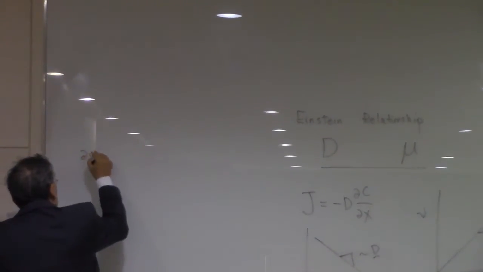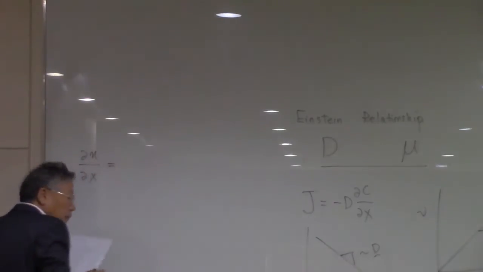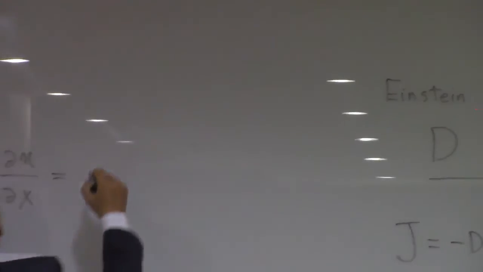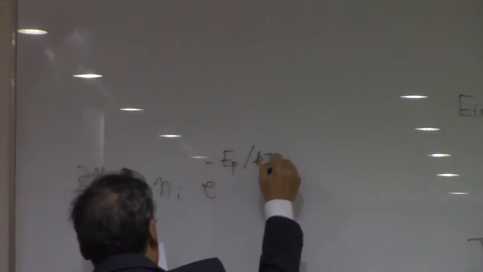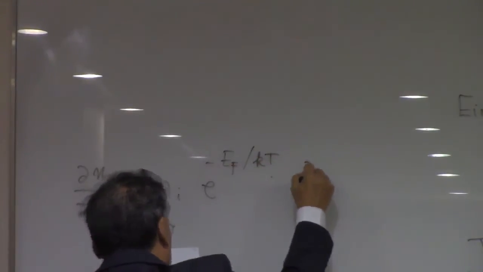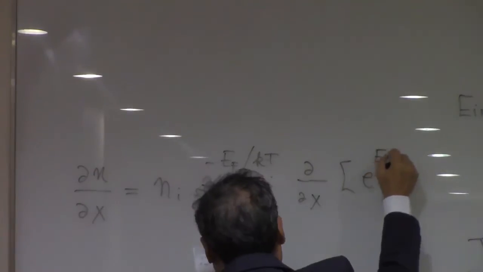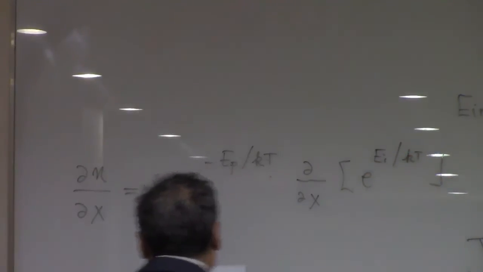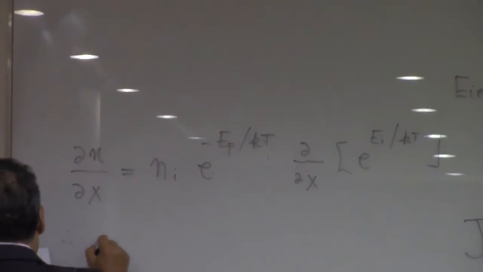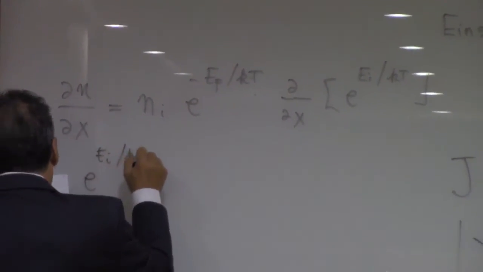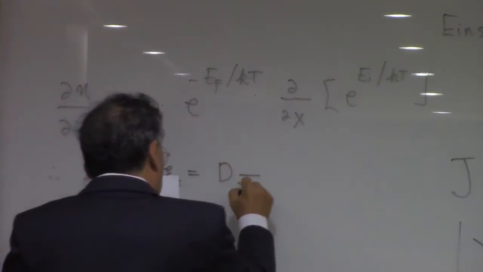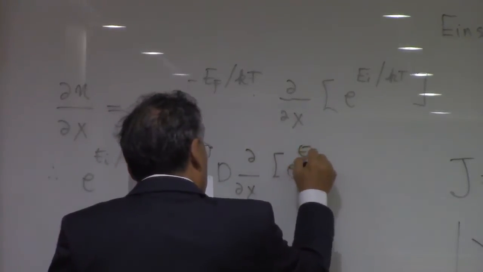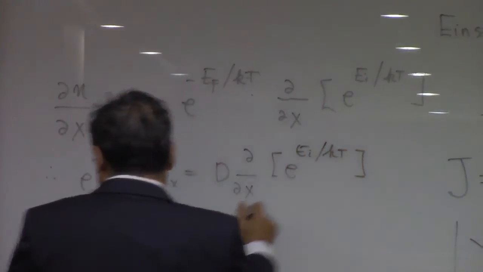Okay, so here if you take the first derivative with respect to x, then you can have n_i e to the minus E_F over kT, ∂x over ∂ e to the E_i over kT. Okay, so E_i over kT, μ E_x equal to D ∂x over ∂ e to the E_i over kT.